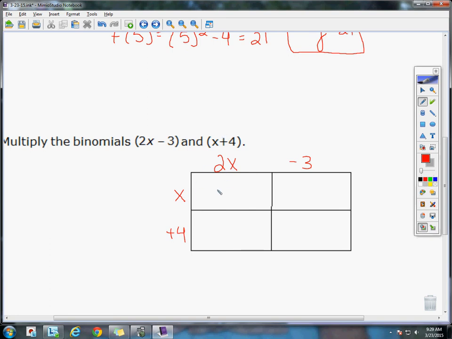X times 2x is 2x squared. X times negative 3 is negative 3x. 4 times 2x is 8x. 4 times negative 3 is negative 12.